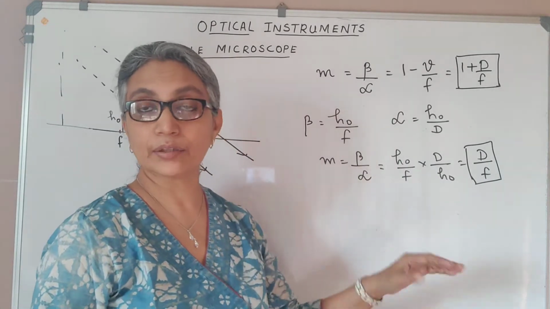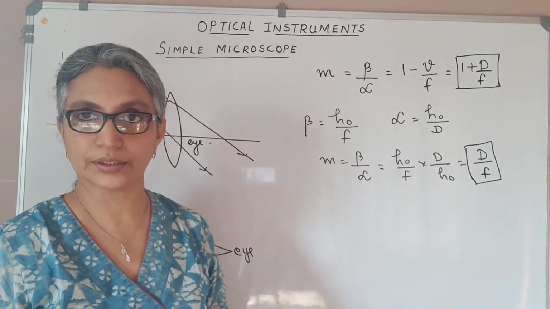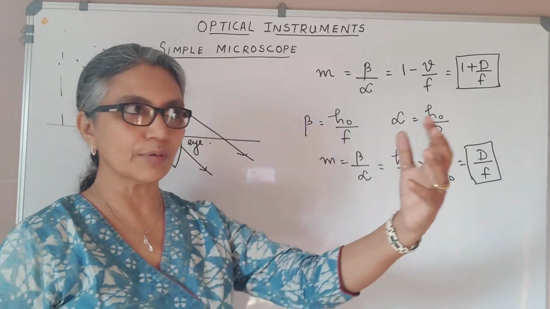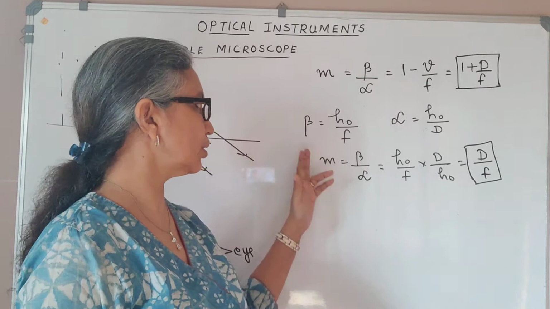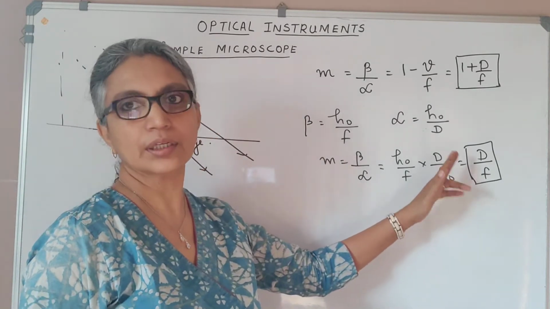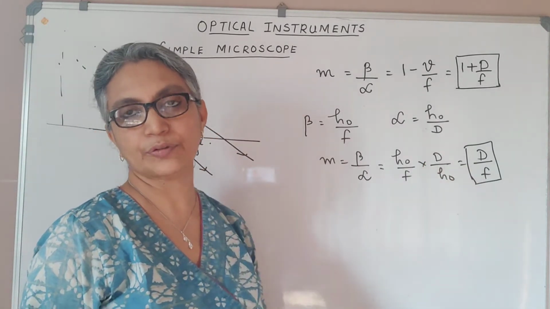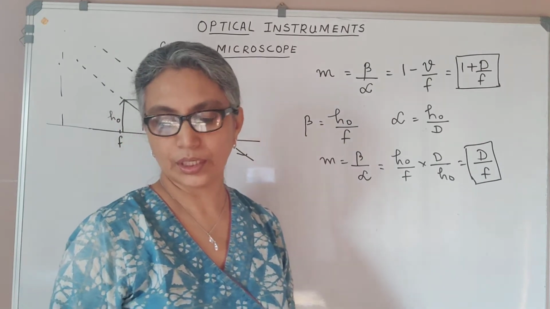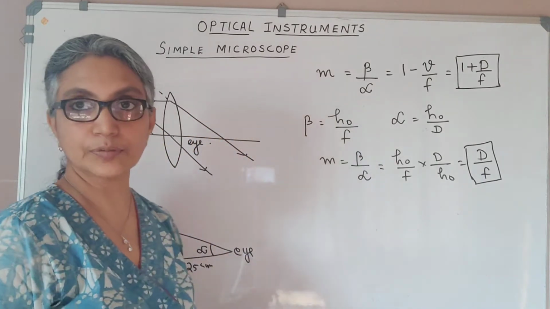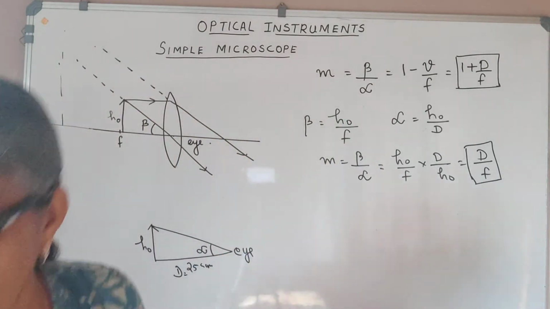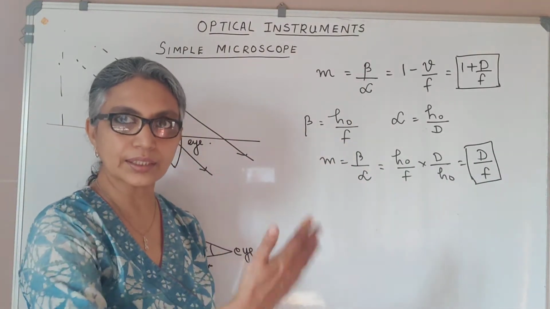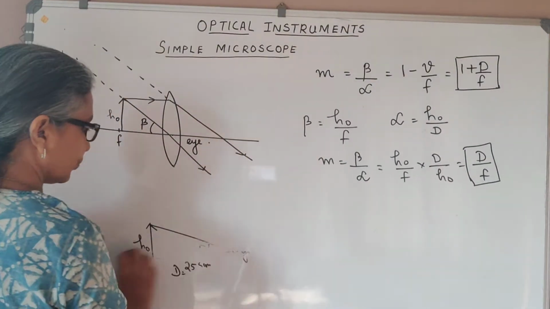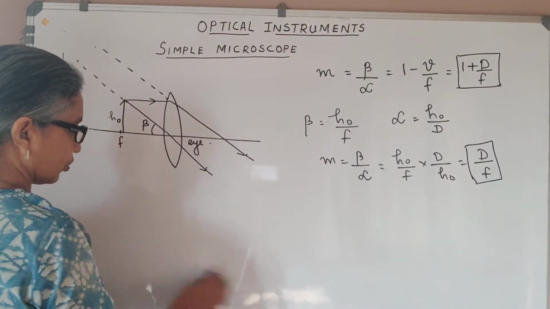So even though the magnification is lesser when the image is formed at infinity, I told you it's more comfortable viewing because your eye muscles are in a relaxed position, so this is at infinity, more comfortable viewing, but the magnification is less by unity. This topic is important because when we learn about the compound microscope and the telescope, the second lens in these instruments behaves like a simple microscope.